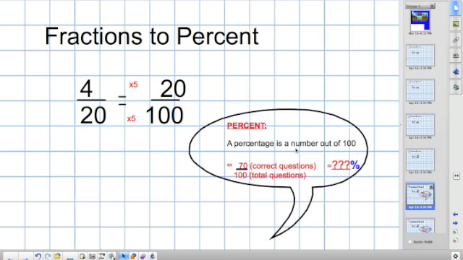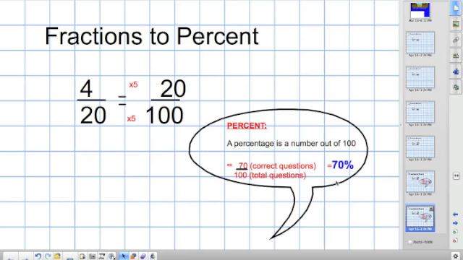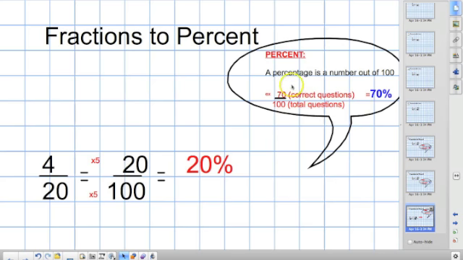Your example is if you're doing a test and you get 70 questions correct, and the total amount of questions are 100, what will your percent be? If you answered 70%, you are correct. Please remember this example and use it to help you as we go through the work today.